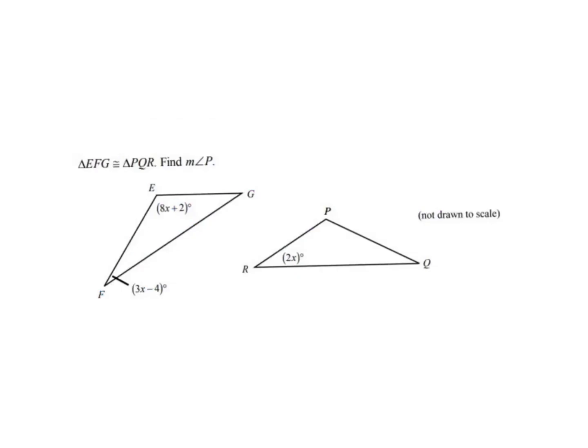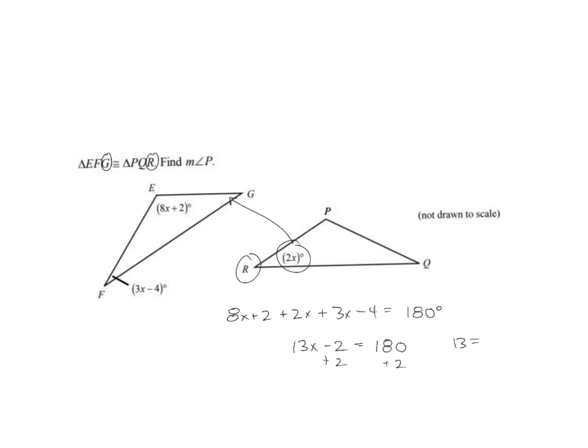Here's another good one. It's kind of the same premise. This angle R, we know R and G are the same. So whatever this is, I could say that this is this here, and set this all equal to 180. This is kind of a layup one if you ask me. We have 13x minus 2 is equal to 180, plus 2 plus 2. 13x equals 182. Now what I'll do here is I'll break the 182 into 130 and 52.